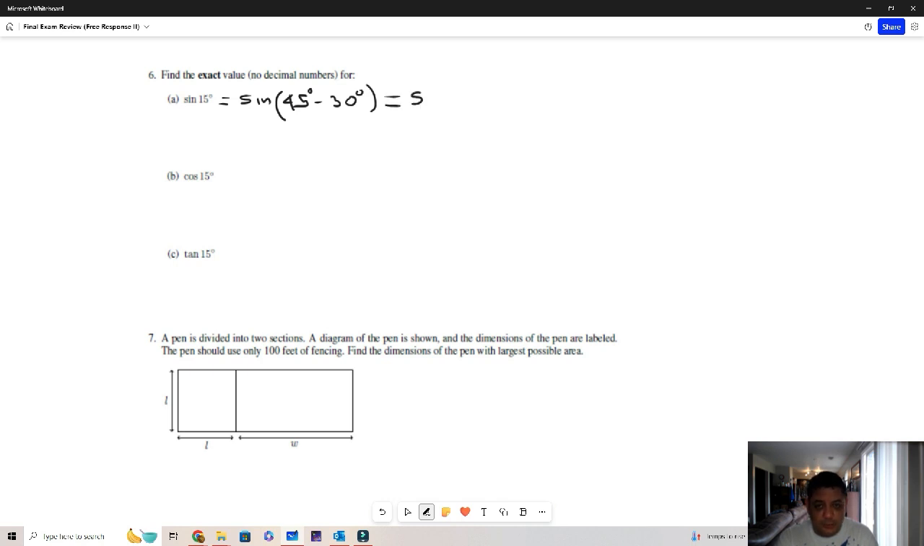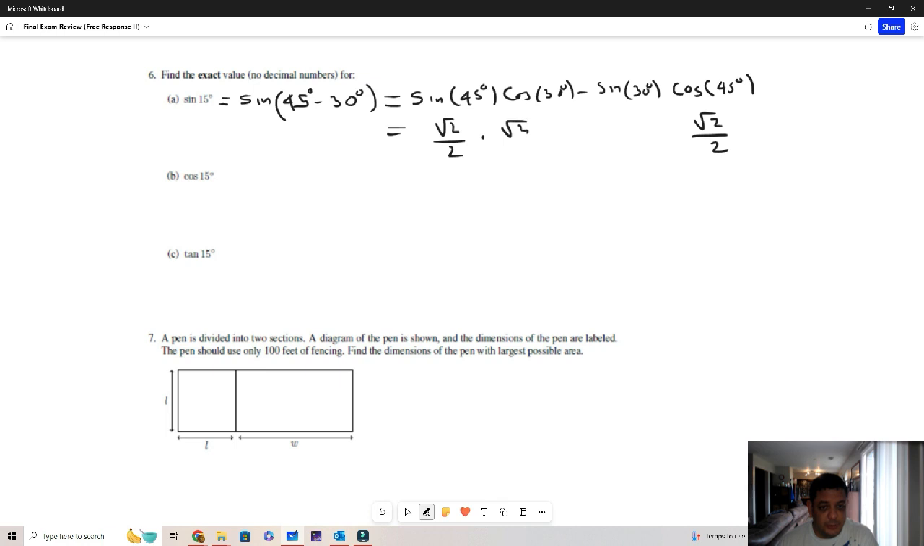Now, using the double angle formula, we have that this is sine of 45, cosine of 30, minus sine of 30, cosine of 45. Now, once I get this set up, I'm pretty much done. I should know that the sine and the cosine of 45 are square root of 2 over 2, since those are the best known sine and cosine, and cosine of 30 is square root of 3 over 2, while the sine of 30 is just going to be 1/2.